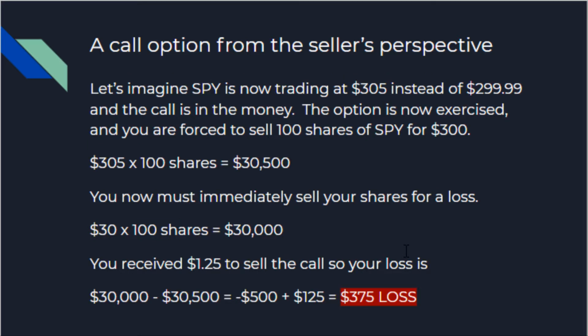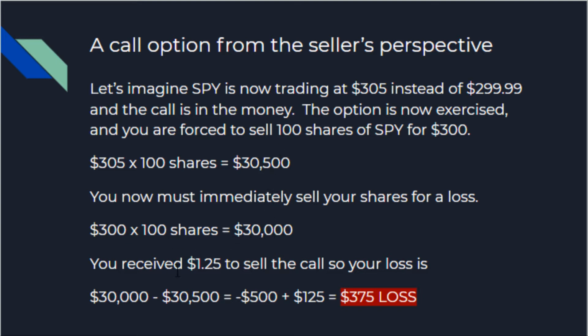Now, from another perspective, if SPY is trading at $305 instead of the $299 from the previous example, it is in the money, and so you're going to be responsible for making up the difference. Because this call option is expiring in the money, you're going to have to buy these shares at $305, which is going to be the market price. 305 times 100 shares equals $30,500. You now must immediately sell those shares for a loss. You're going to have to sell those shares for $300, which was the strike price of the option you sold, times the 100 shares. So you're going to get $30,000, which again is going to be a $500 loss.